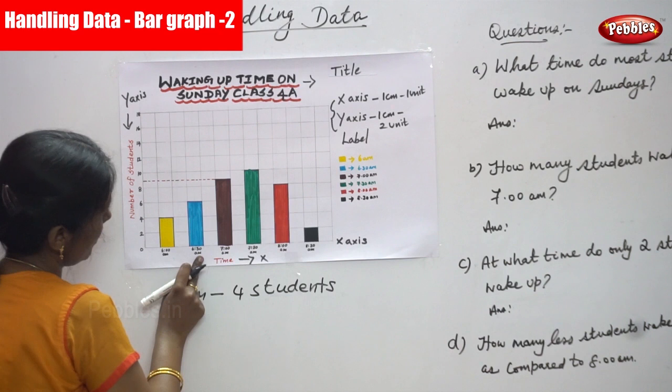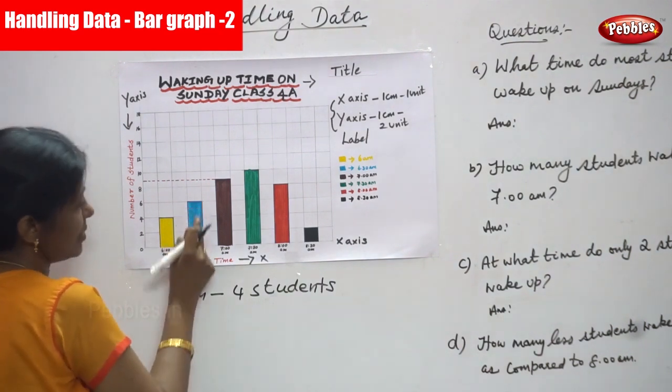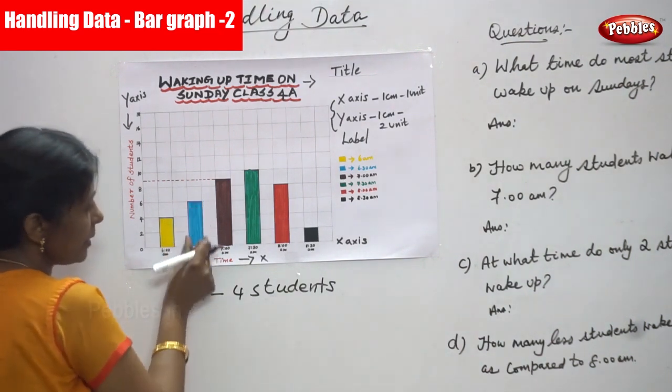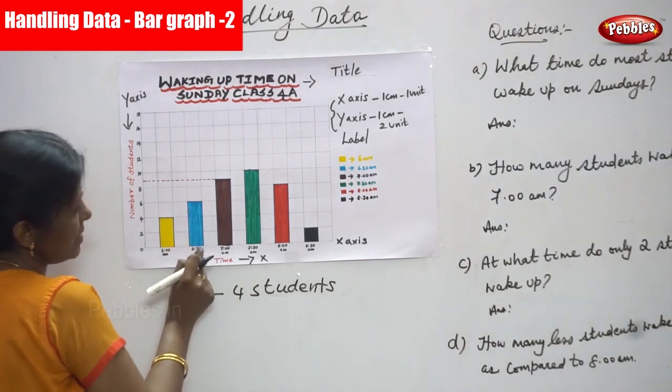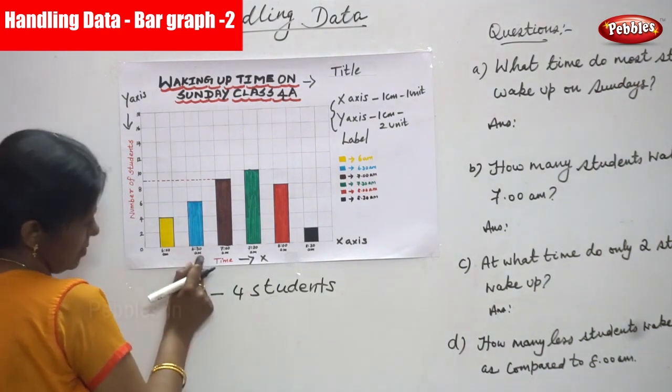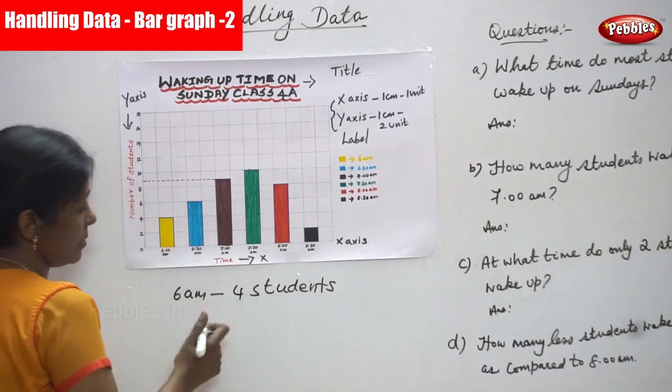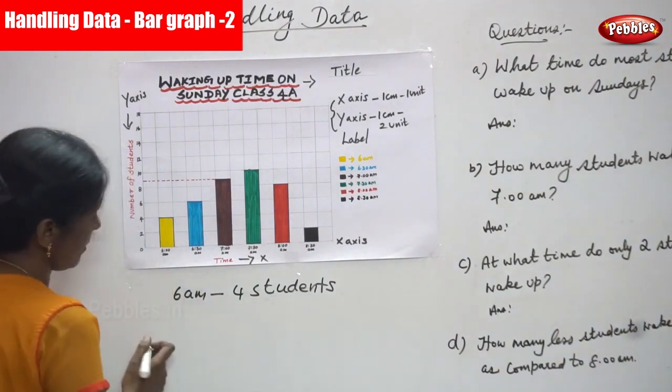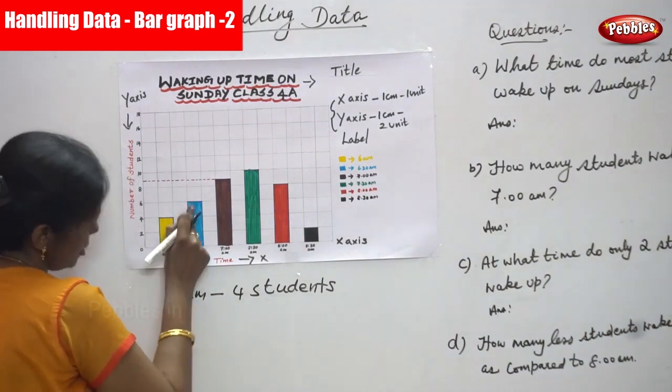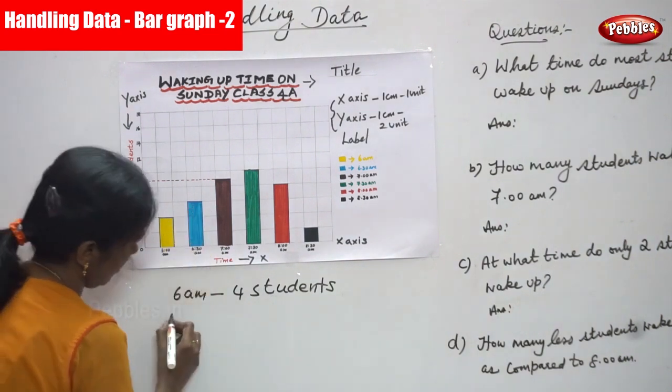Next, 6:30 a.m. How many students wake up? 6 students. This vertical bar represents blue color. So on Sunday, 6 students wake up at 6:30 a.m.